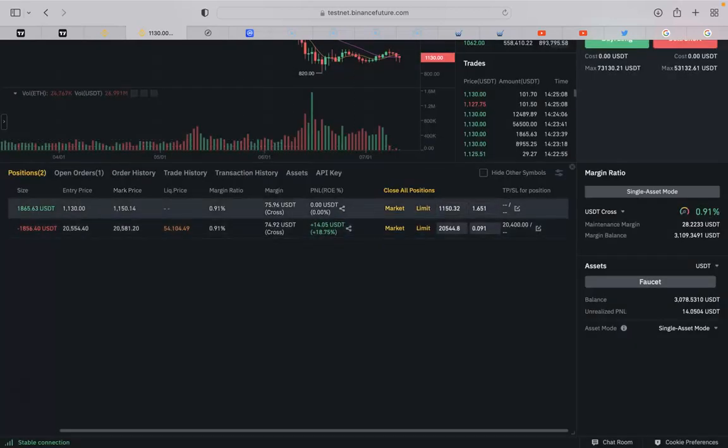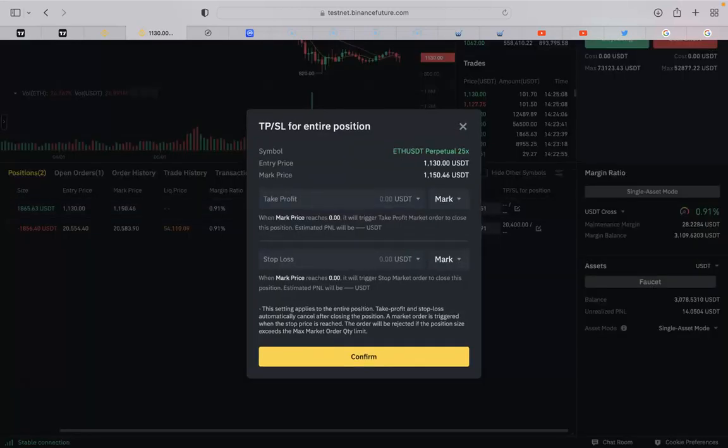The mark price is at 150. I don't know why the testnet is making a lot of glitches right here. But if you set your take profit at 1190, just follow the lesson. 1190. This is where you set your stops. So you just input your stops at 1130.